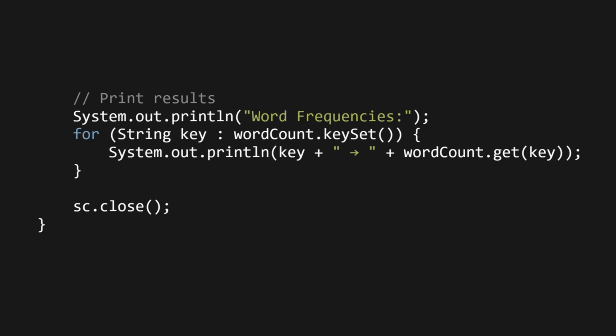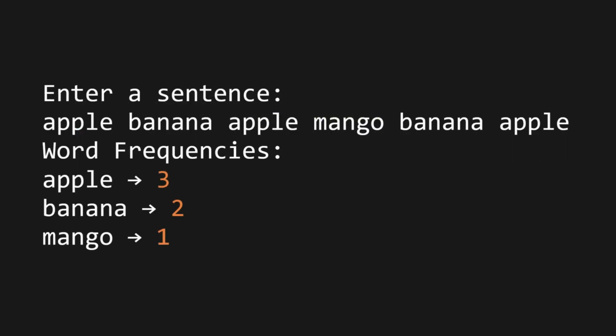So System.out.println("Word frequencies"), for (String key : wordCount.keySet()), System.out.println(key + " " + wordCount.get(key)), sc.close(). And the output will be: Enter a sentence: apple banana apple mango banana apple. Word frequencies: apple 3, banana 2, mango 1.